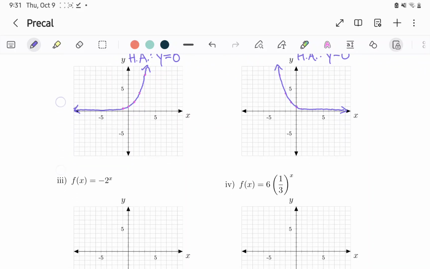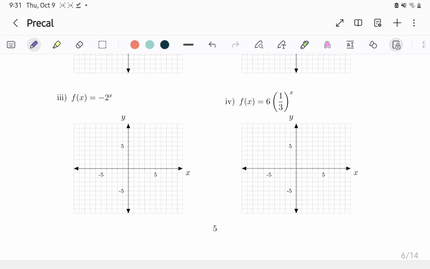All right. On to our next two examples. So in example 3 now, we have f of x equals minus 2 to the x. So this should be a reflection about the x-axis now, because we have a negative leading coefficient, that minus 1 out in front. So our y-intercept is going to be, well, f of 0 equals minus 2.